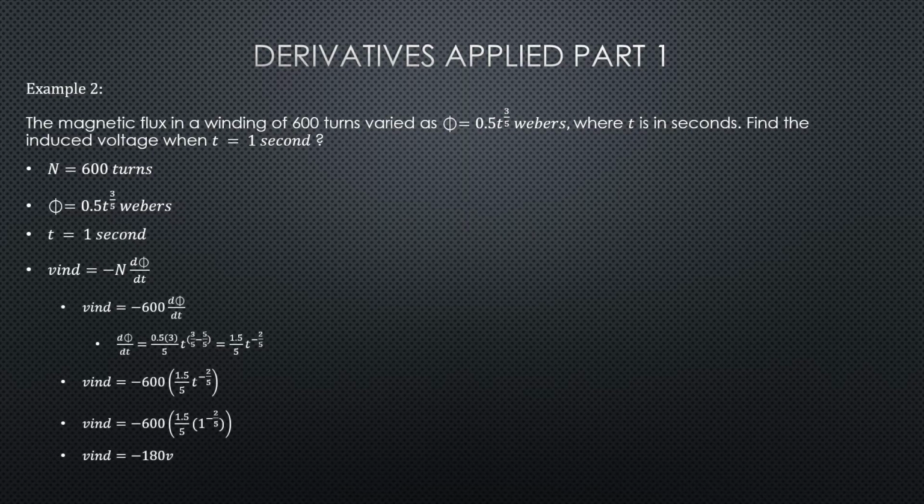So we've got our V induced is equal to negative N d phi/dt. And so now we will need to do some calculus. We need to take d phi/dt of the original equation, phi is equal to 0.5 t to the 3/5, and then put that into the equation multiplied by the negative 600 turns, and we get a V induced of negative 180 volts. So if you need to see the derivative, the actual calculus, go ahead and pause the slide and go through those steps right there.